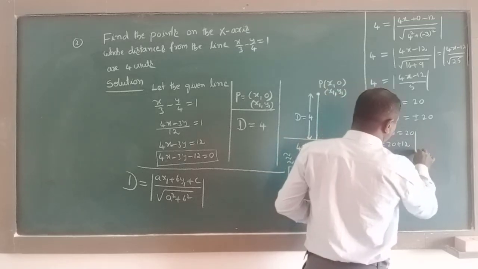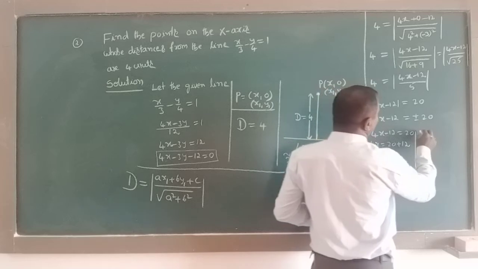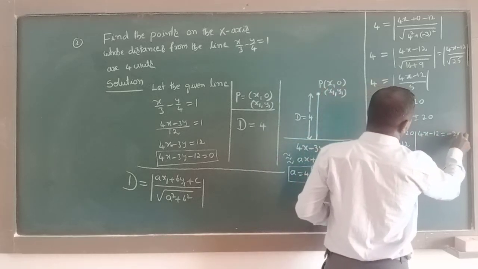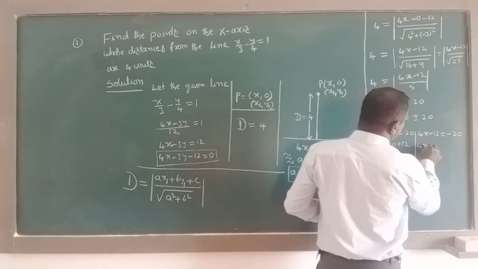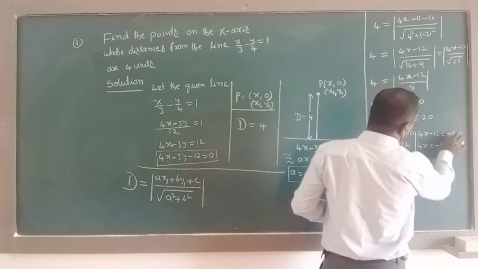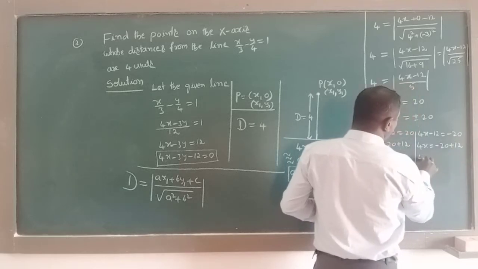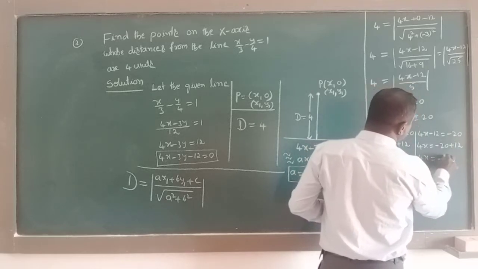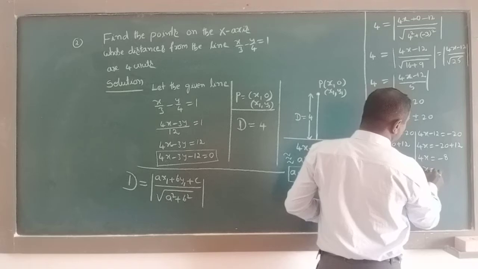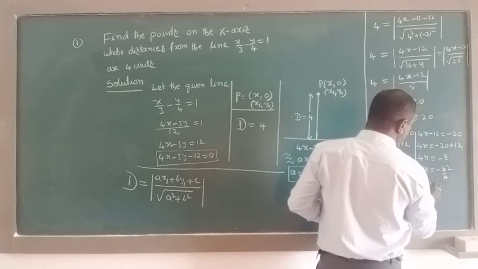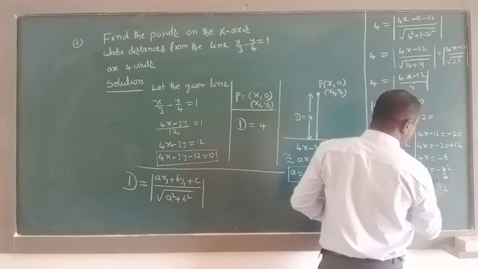At the same time here also, 4x minus 12 is equal to minus 20. 4x is equal to minus 20 plus 12. 4x is equal to minus 8. x is equal to minus 8 by 4. On cancelling, x is equal to minus 2.